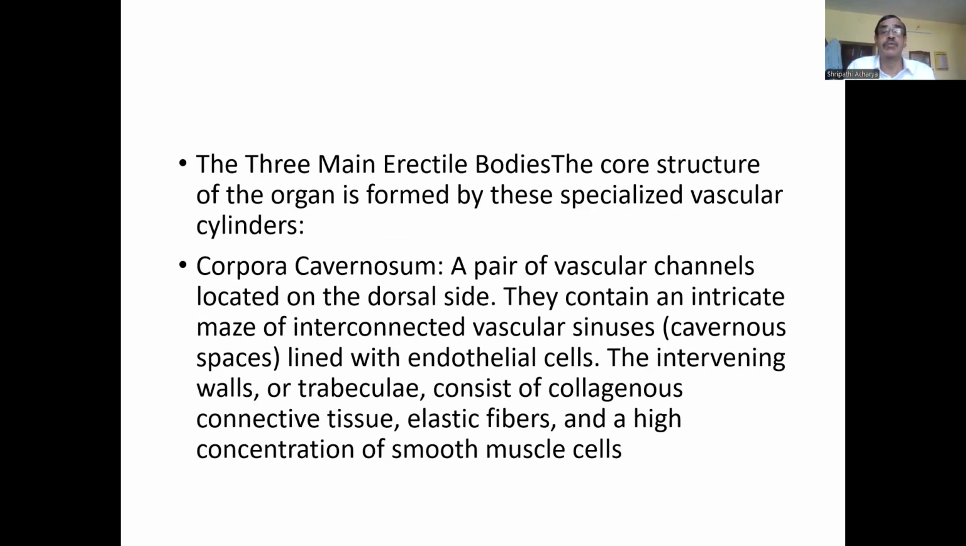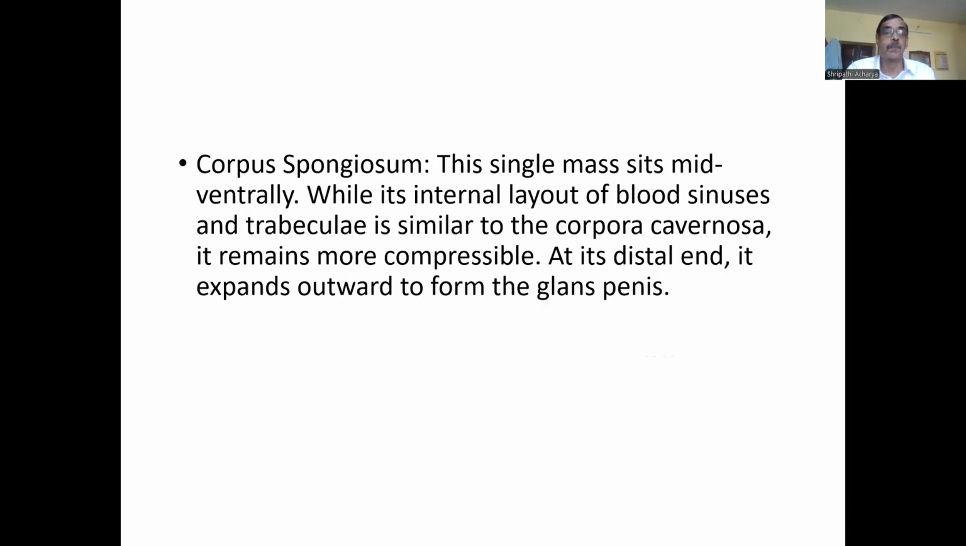The three main erectile bodies. The core structure of the organ is formed by these specialized vascular cylinders. Corpora cavernosa, a pair of vascular channels located on the dorsal side. They contain an intricate maze of interconnected vascular sinuses, cavernous spaces lined with endothelial cells. The intervening walls, or trabeculae, consist of collagenous connective tissue, elastic fibers, and a high concentration of smooth muscle cells.